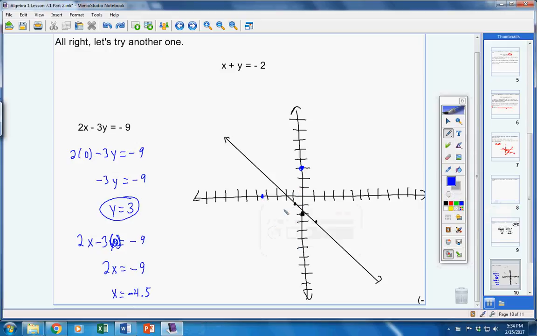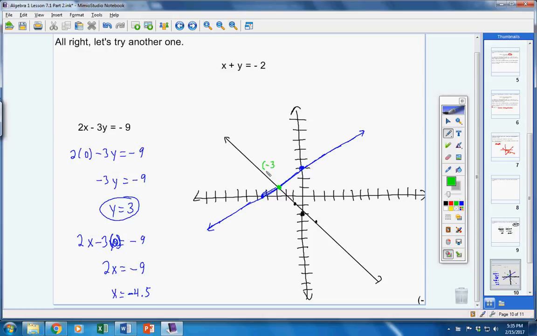Now, let's go ahead and connect our 2 points here. And I think we'll be hopefully getting the right answer. There we go. Now, they intersect right here. That's really close to negative 3, positive 1. Negative 3, positive 1.